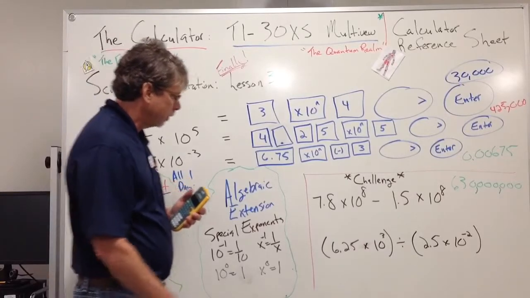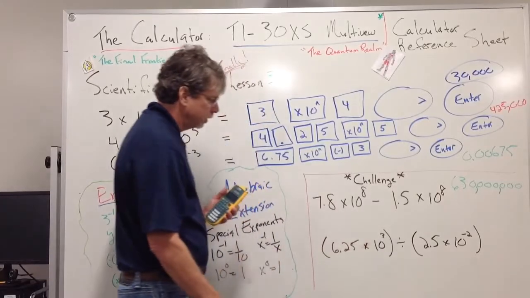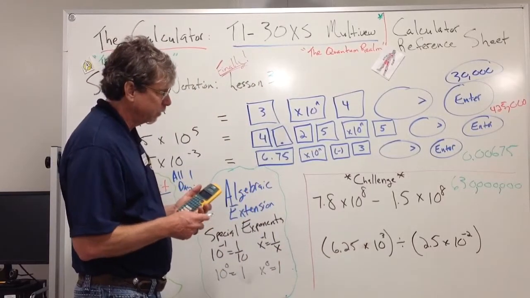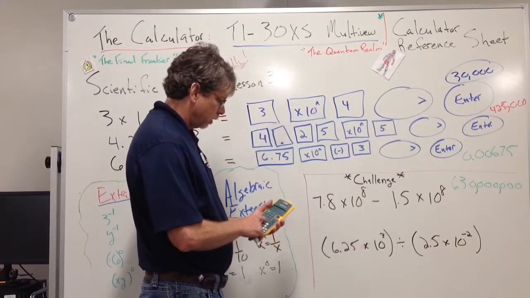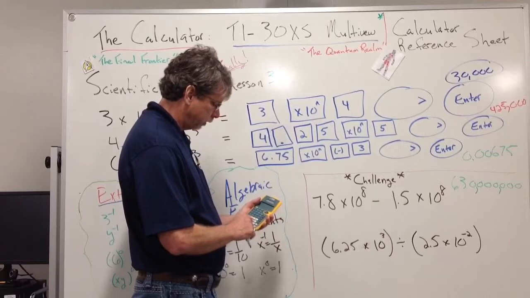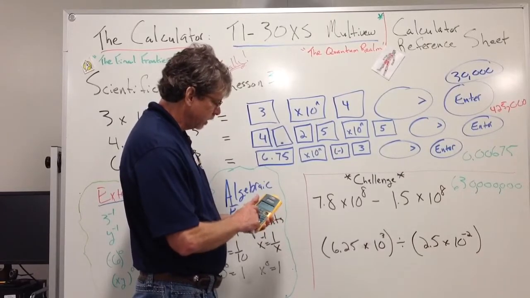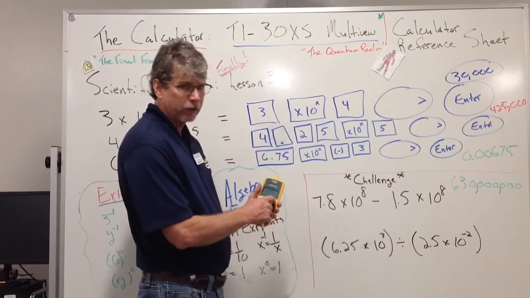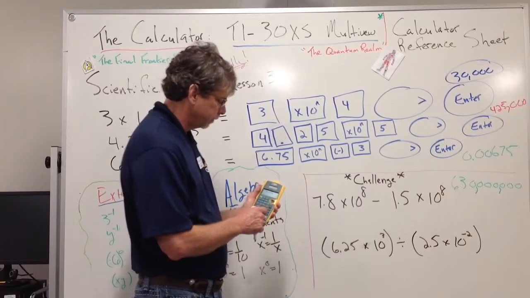Looking at the next problem, we have 6.25 times 10 to the third, and then we're dividing that by 2.5 times 10 to the negative 2. So we can use parentheses there. Open parenthesis, I can do 6.25, that times 10 to the n key. It's prompting me for that 3. I have to again use that directional pad to get down. That's the catch. Then you close your parenthesis.